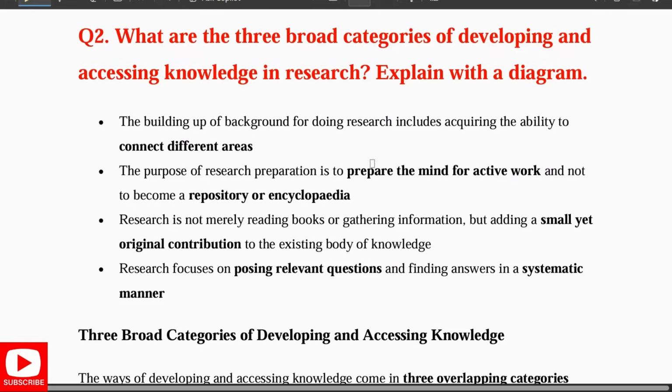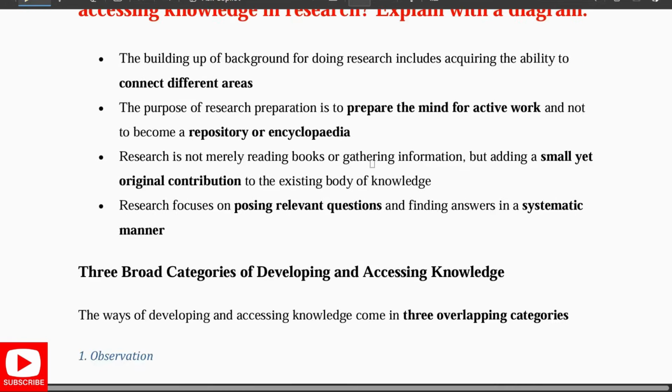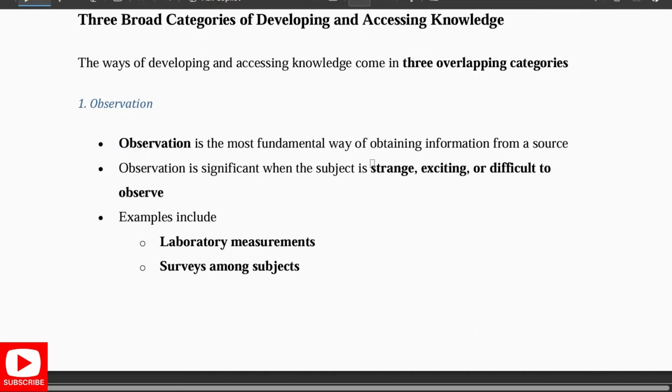The building of background for doing research includes acquiring the ability to connect different areas. So what is the main purpose of research? To prepare a mind for active work and not become a repository or encyclopedia. So research is not merely reading books or gathering information, but it is about a small yet original contribution to the existing body of knowledge. What is the contribution you are giving? It focuses on posing relevant questions and finding the answers in a systematic manner. So, what are the three broad categories of developing and accessing knowledge?